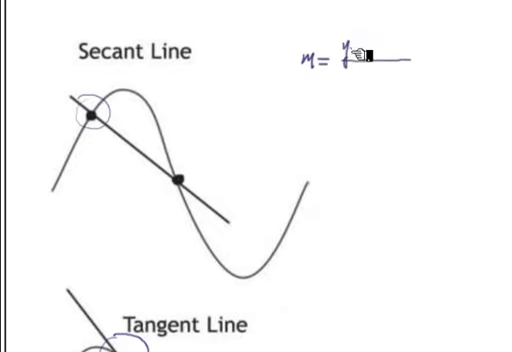So we subtract y's in the numerator and subtract x's in the denominator. So here, this point would be point x1, y1. And this point we would label x2, y2. Now we're going to rewrite this slope formula. We're just going to label our points differently.